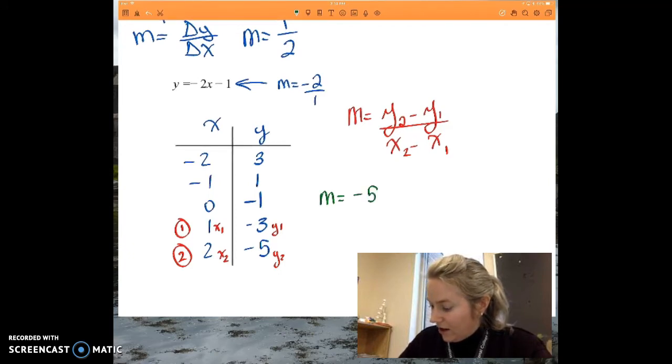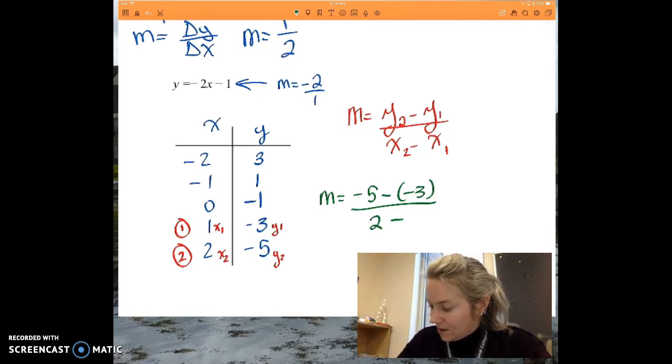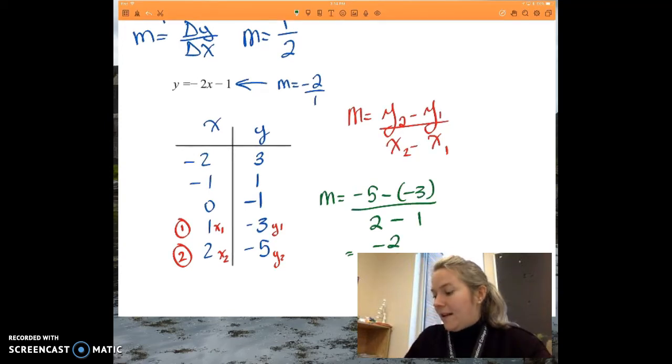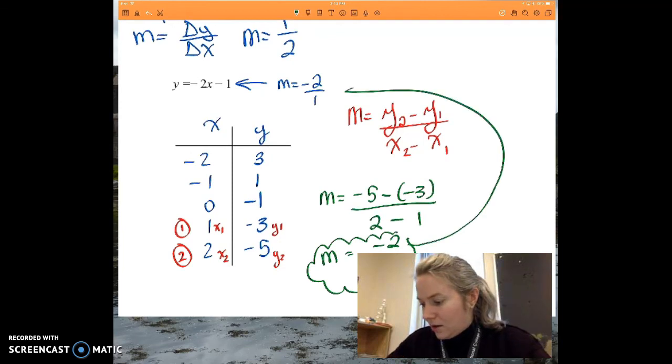y2 is -5 minus y1 is -3. Using your brackets, please, or you will mess up the negatives. Okay, x2 is 2 minus x1 is 1. -5 minus -3 becomes -5 plus 3. -5 plus 3 is -2. 2 minus 1 is 1. And we say m equals -2 over 1. And look, we're right.